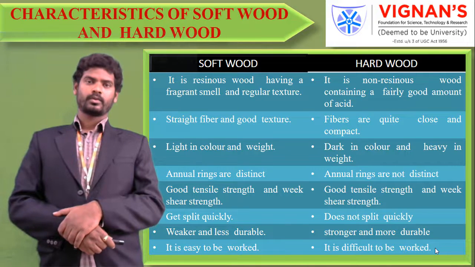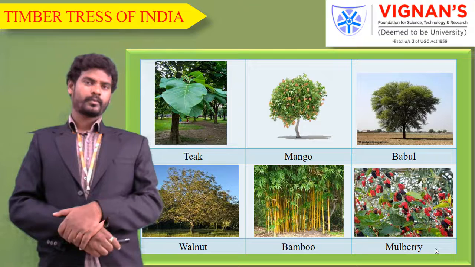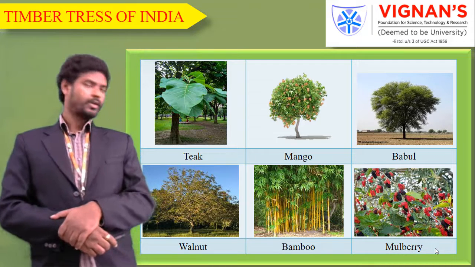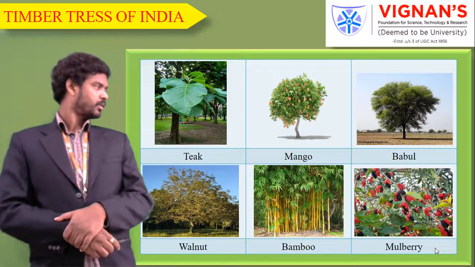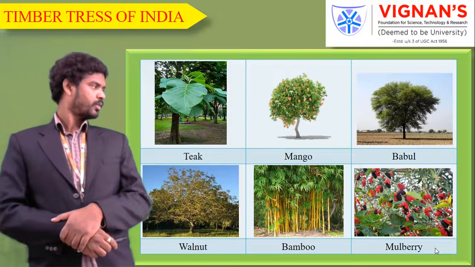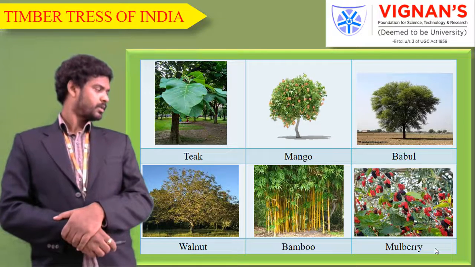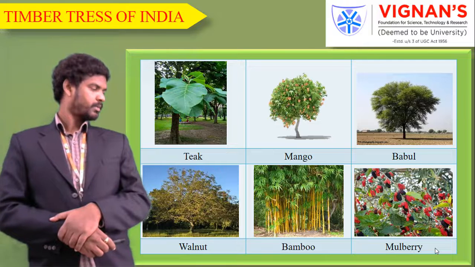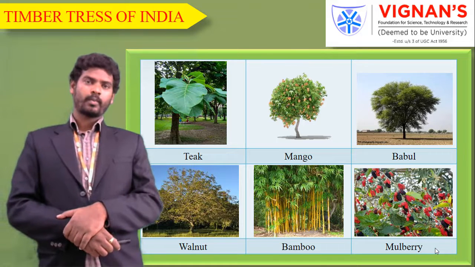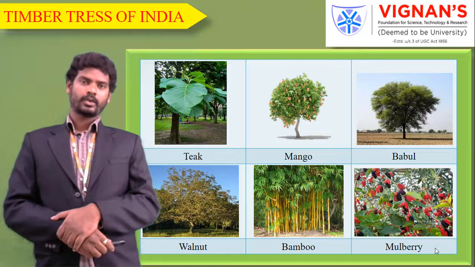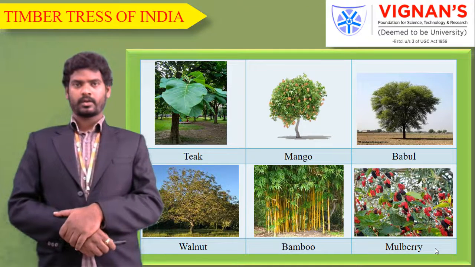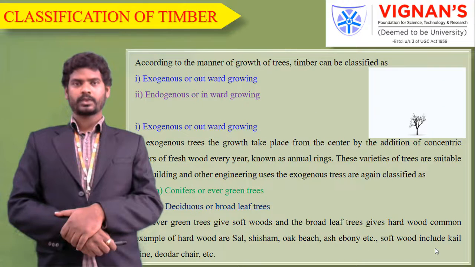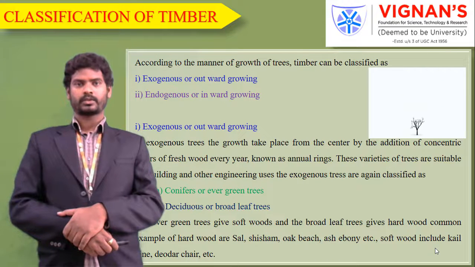Next one, timber trees of India. In India, most of the timber trees available are teak, mango tree, babul, walnut, bamboo, mulberry. These are the most commonly used timber in India. The next one, classification of timber. There are two classifications of timbers.